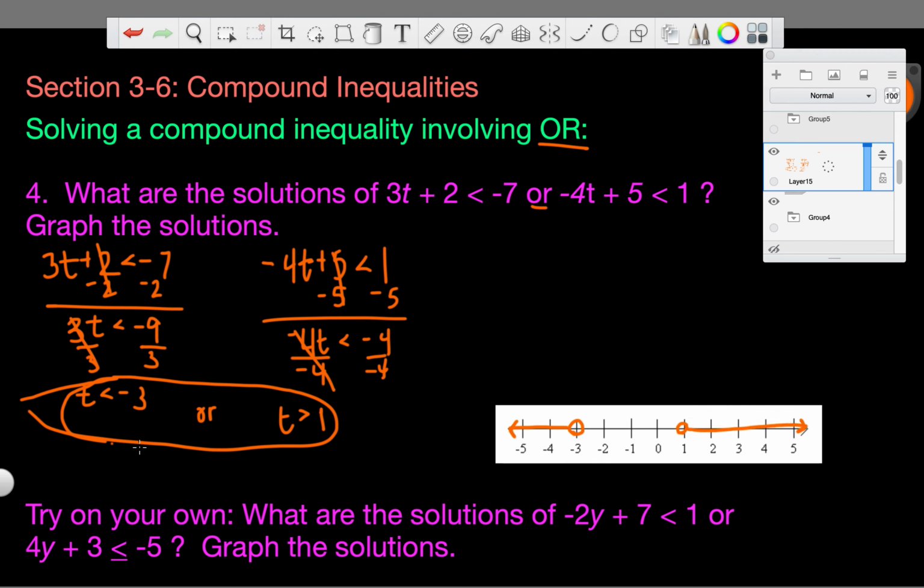This is my graph to this compound inequality with an or. Okay? So try this one on your own. You have, again, 2 inequalities connected by or. So whatever you get for y for both of these inequalities, you're going to graph both on the same graph, and that is your answer. Okay? Sometimes ors can be easier because it's what we're used to, and it's just 2 of them instead of 1.